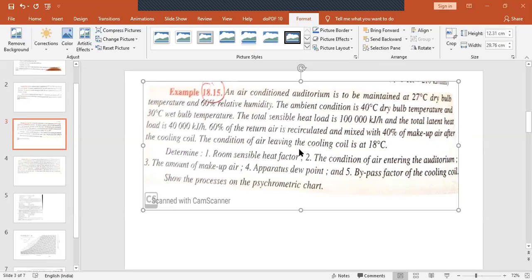The condition of air leaving the coil is 18 degree. Determine the room sensible heat factor, condition of air entering the auditorium, amount of makeup air, apparatus dew point, and bypass factor of cooling coil. Okay. Now start.